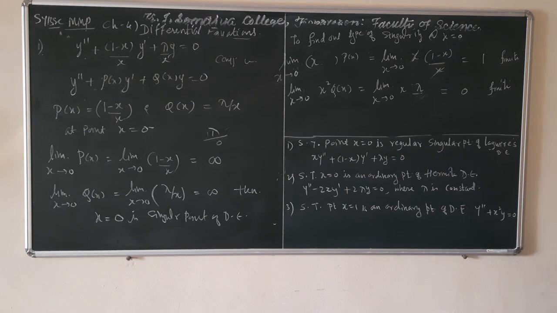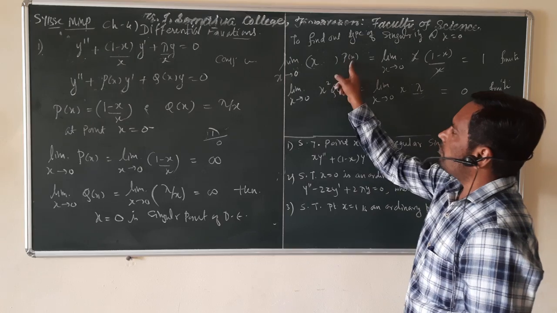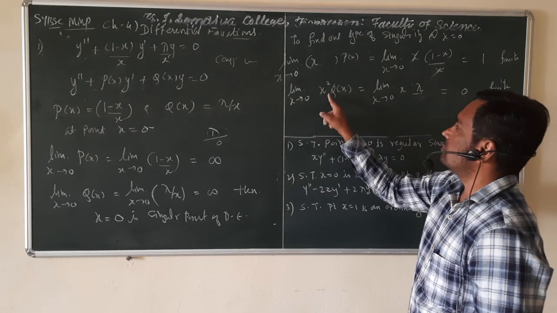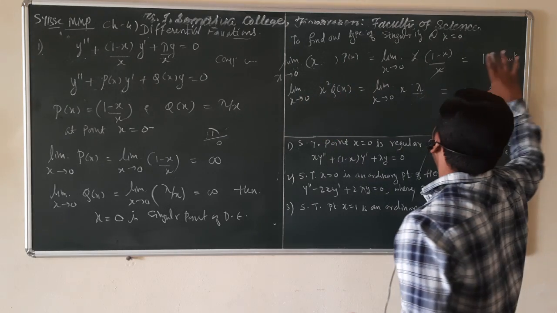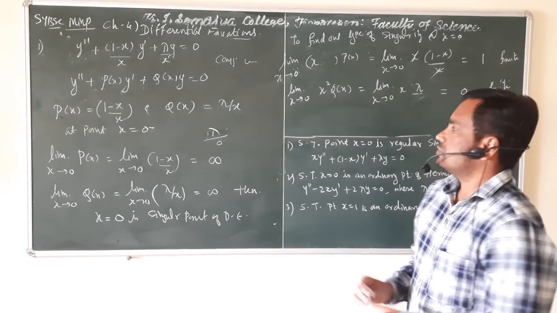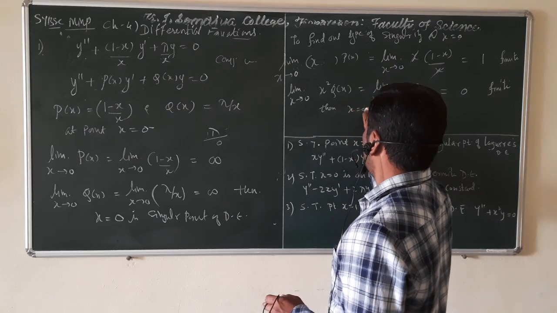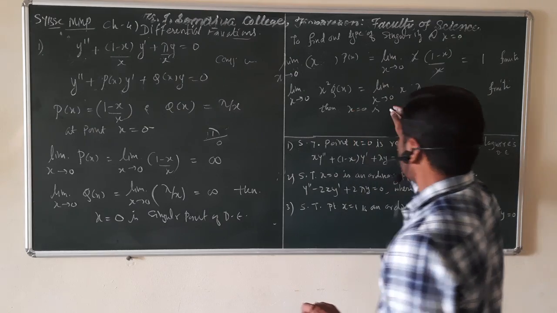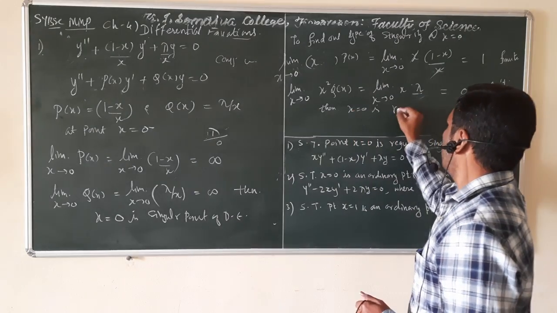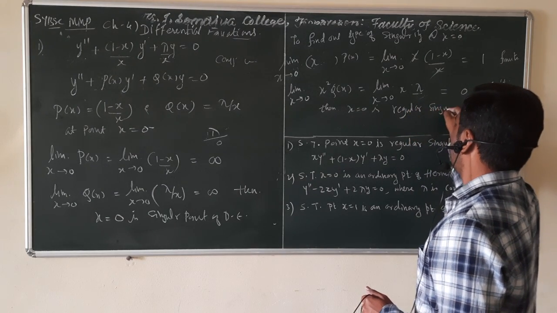Now here limit as x tends to 0 of x p of x and limit as x tends to 0 of x square q of x both have remained finite. So then x is equal to 0 is a regular singular point.